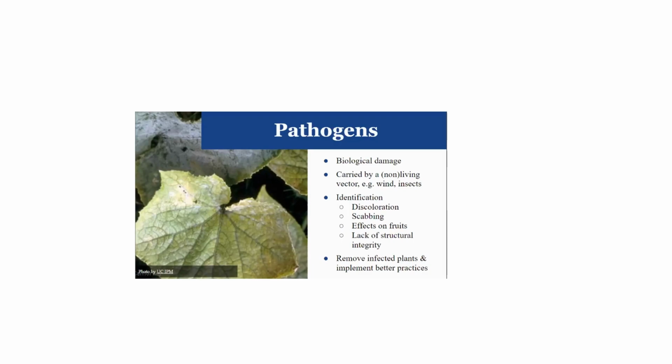It will be carried by a living or non-living vector, meaning that it can be carried by an insect, or by the wind, these different pathogens. So you might see, again, discoloration, you might see scabbing on a plant, you might see the fruits acting weird, the plant might be falling or wilting like someone mentioned, and you're thinking, oh, my plant is dehydrated, when really it just has a disease.